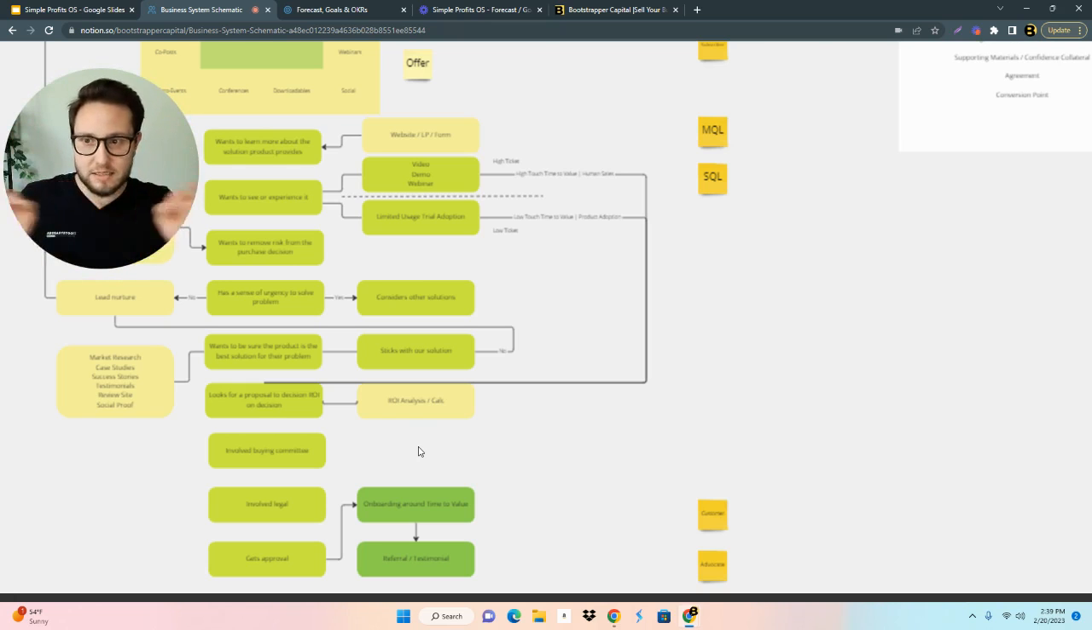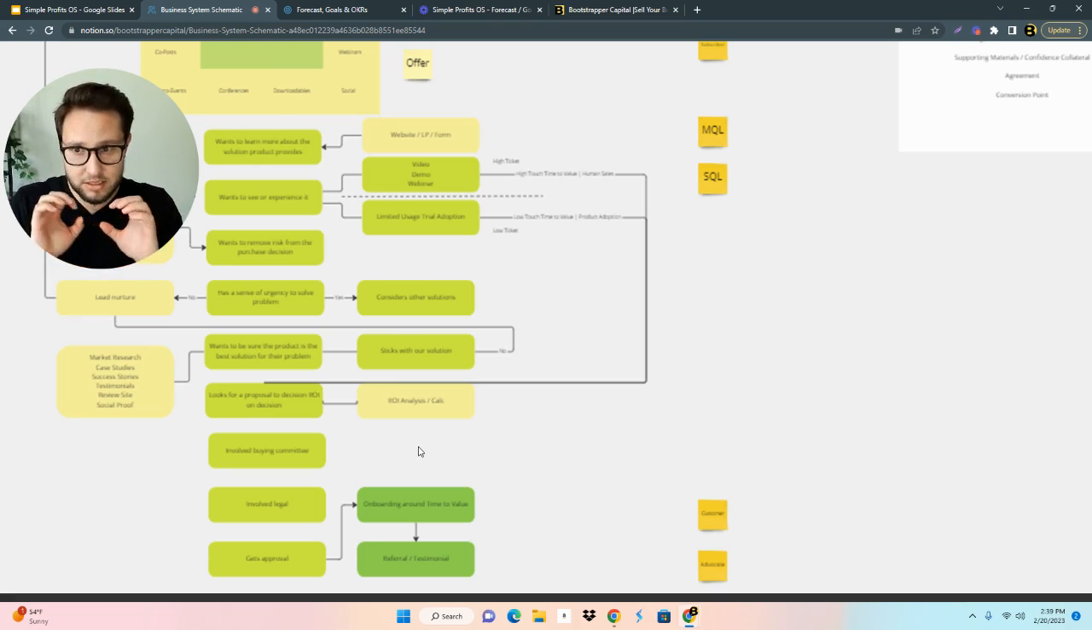Because everybody has a part to play in your business system. And if they don't, they shouldn't exist, right? So again, this is a great way to demonstrate all of these moving parts of your business and the justification for the roles, responsibilities, and processes.